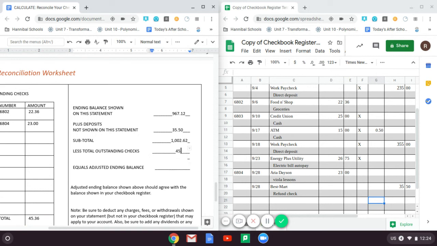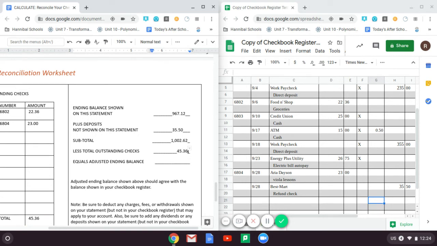45.36. Remember, that was the 2 checks that we wrote that did not hit our statement yet, but they will. So this will be coming out of that statement balance. So now we take this 45.36 away because that will be withdrawn. Take that away from this $1,002.62.